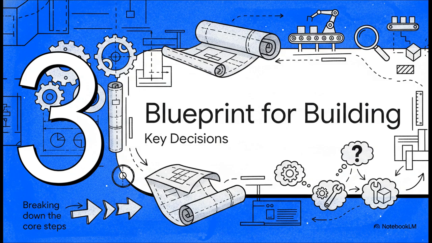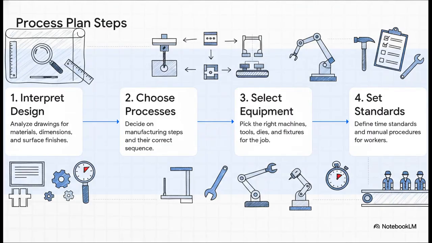So what does creating this blueprint for building actually involve? What are the key decisions a planner has to make day in and day out? Let's break it down. The whole thing basically breaks down into 4 key stages. First up, they interpret the design, analyzing everything from materials to the tiniest dimensions. Step 2 is choosing the right processes, and, this is critical, the right sequence. Think about it. Do you drill a hole before you bend the metal or after? The wrong choice could totally ruin the part.